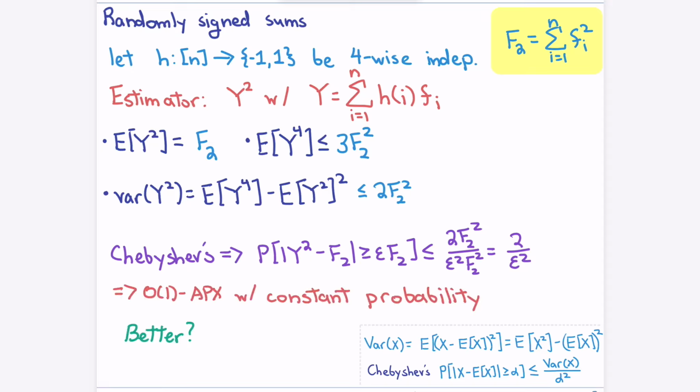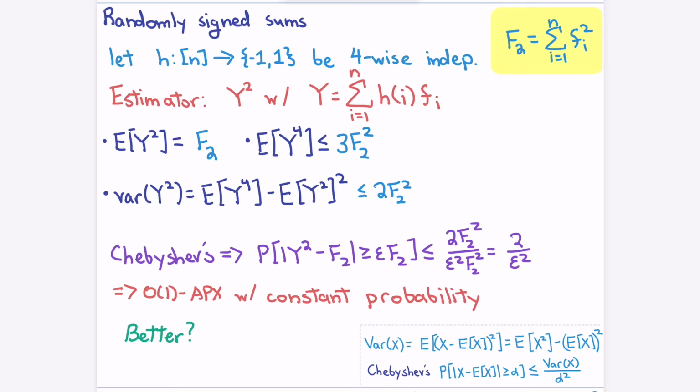That tells me that I can set epsilon to be, say, 2. Because epsilon is 2, this will become 1/2. So with constant probability, my error is like 2 times f2. So I'm getting like a 3 approximation half the time. Okay, so right now we can get a constant factor approximation with constant probability with this one estimator. Now, any ideas for doing better?